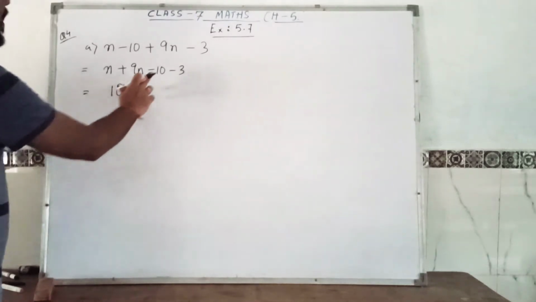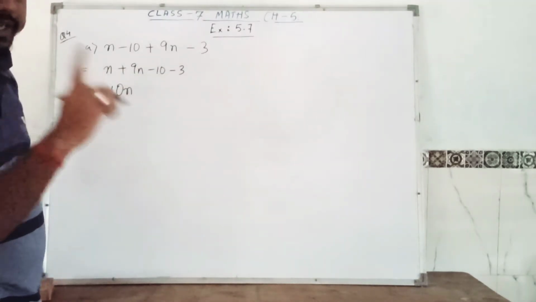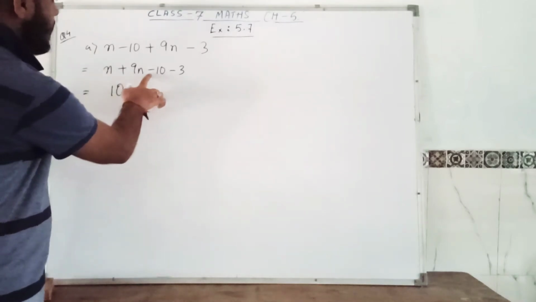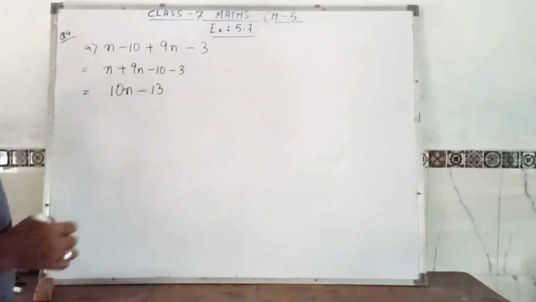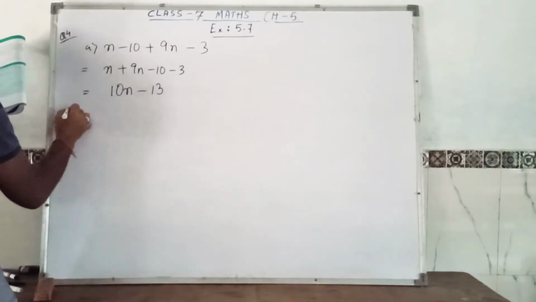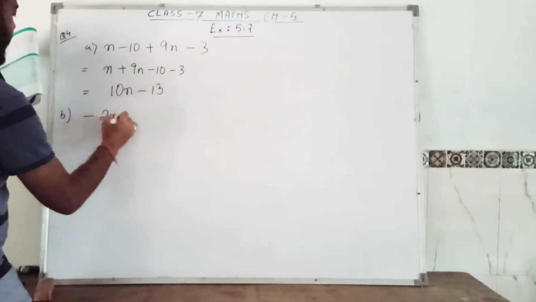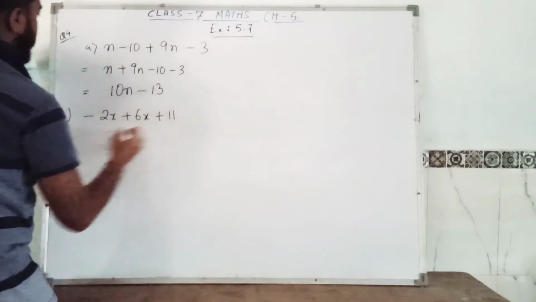Now they are arranged. So 1 time n plus 9 times n will give you 10n. Correct? Minus into minus is a plus. So 10 plus 3 is your 13. 10 is bigger, it has a minus sign. So minus 13. Understood? Very simple.